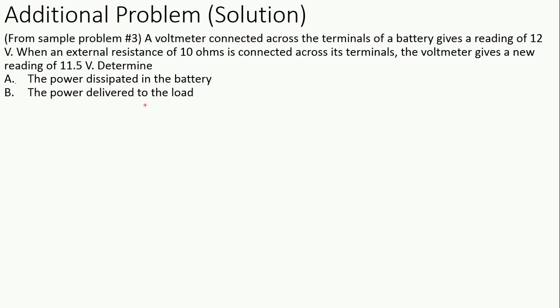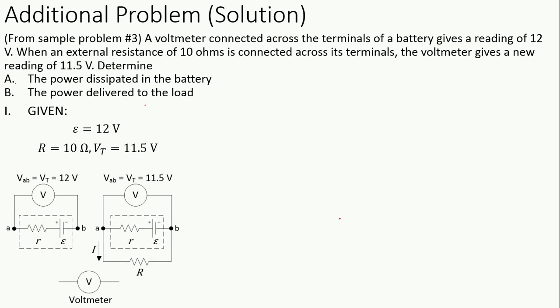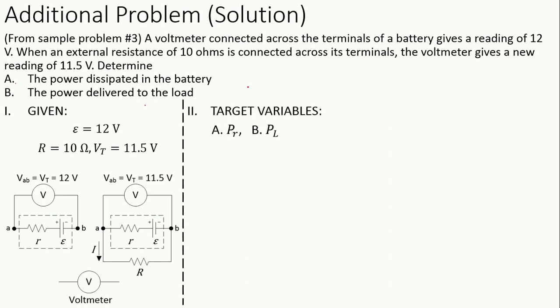As usual, here are the given parameters and the rough sketch of the situation. Our target variables are the power dissipated in the battery for letter A, and the power delivered to the load for letter B. Take note that these unknowns are not the same.